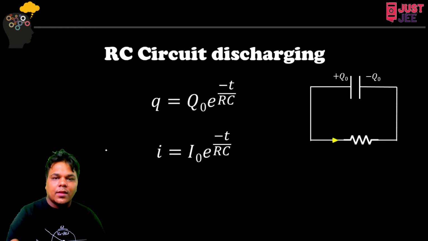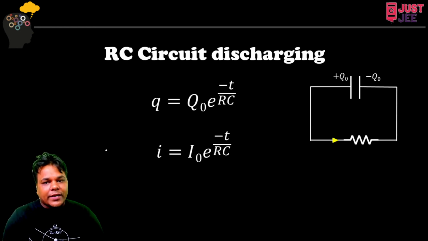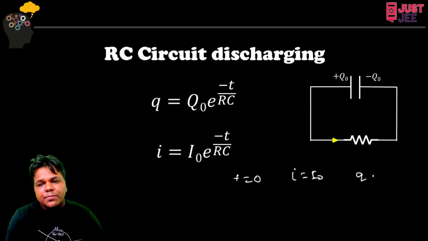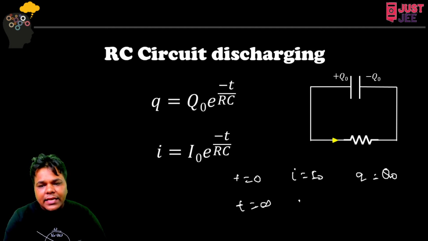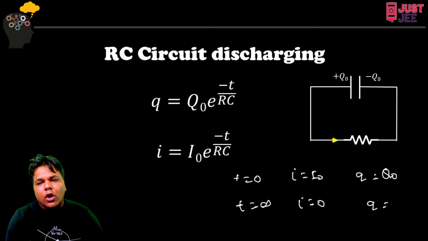Okay. Moving to the next point, RC current discharging. Here the current will decrease. At T equal to 0, current is maximum, which is I0, and charge is maximum, which is Q0. At T equal to infinity, the capacitor will become fully discharged. Current becomes 0 and the charge will also become 0.